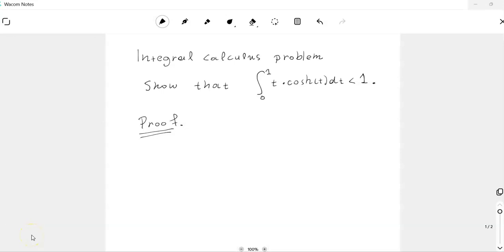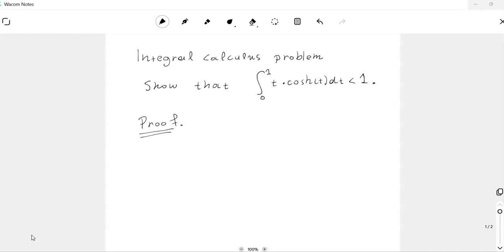In this video, we pay attention to a simple integral calculus problem. We have the integral from 0 to 1 of the function t times cosh t dt, and we have to show that this is strictly less than 1. In order to derive the result, we will use the integration by parts technique.